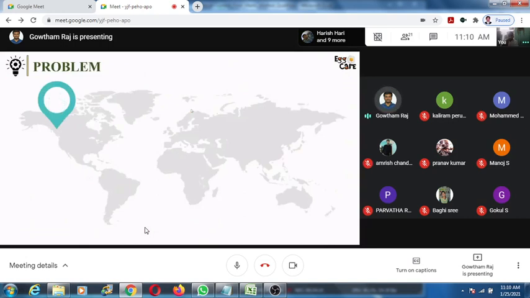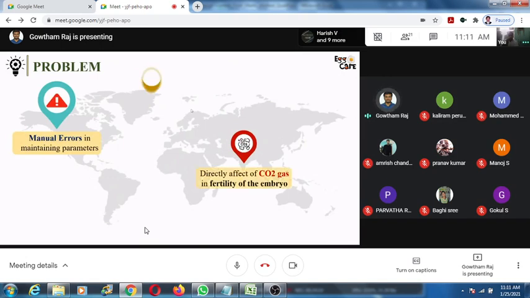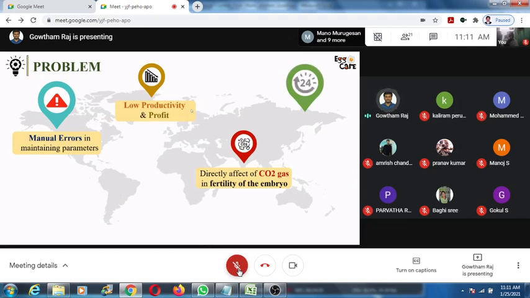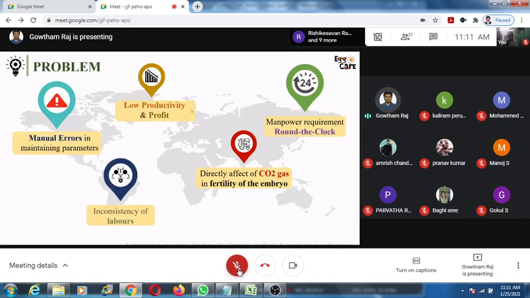What are the problems we have taken to solve? Regarding poultry incubators and hatching units, the first problem is manual errors in maintaining the parameters. In normal poultry incubators, we have to appoint men or women to take care of the temperature, humidity and other parameters and note them in pen and paper. And we have to keep the hard copy till the slot ends. A normal slot lasts up to 21 days, in which the first 18 days are the incubation period and the last three days are the hatching period.